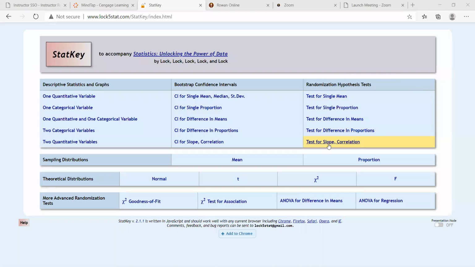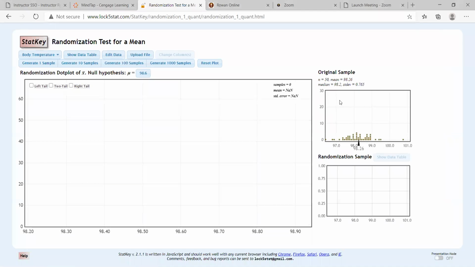All right, and this last column here, randomization hypothesis test, is what you're going to use for a hypothesis test if you were going to create these yourself. So there are 4 that we will be looking at: test for a single mean, test for a single proportion, test for differences in means, test for differences in proportions. This last one we're not going to use. Let's look at the test for a single mean, see what it looks like.